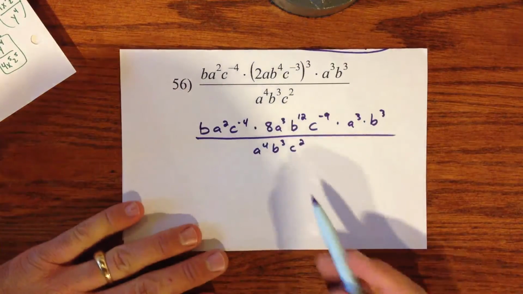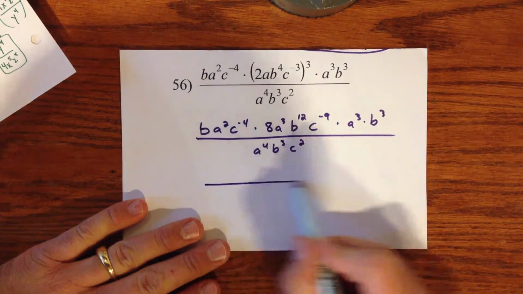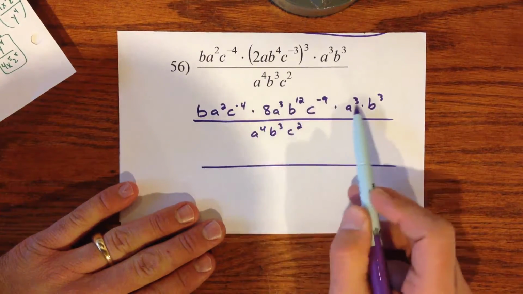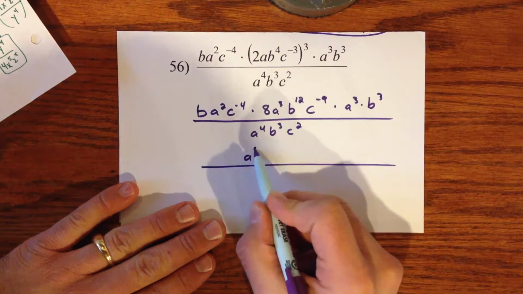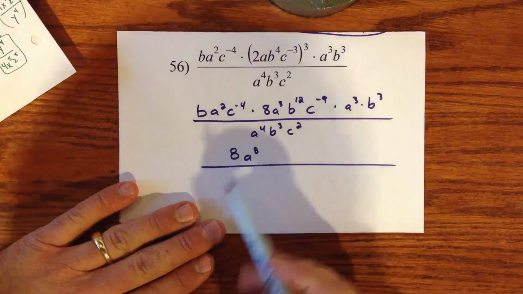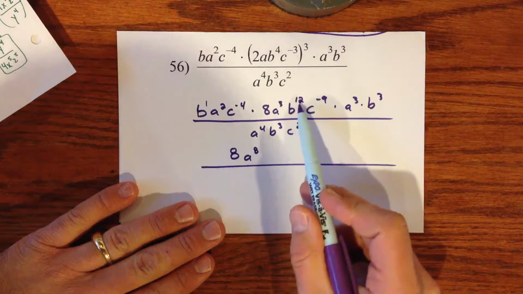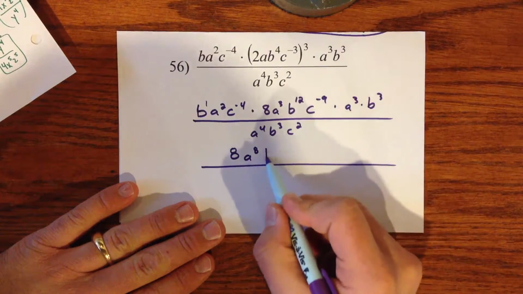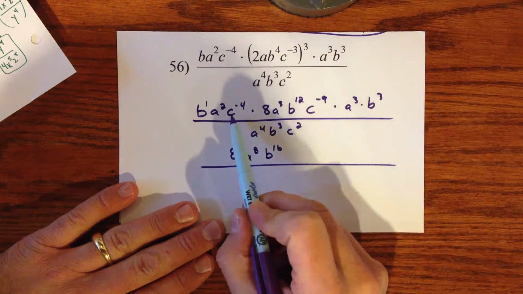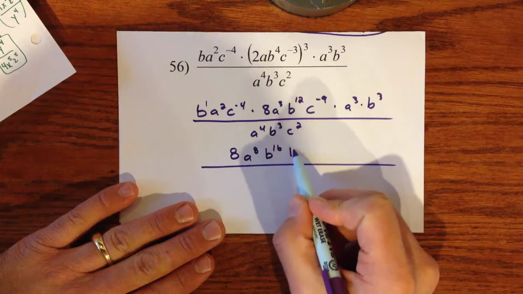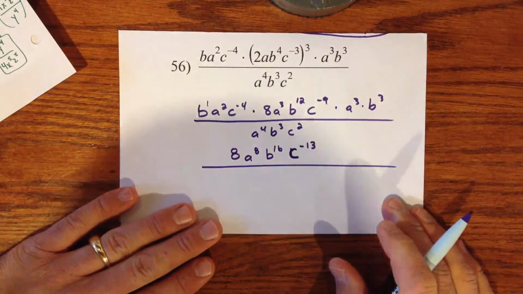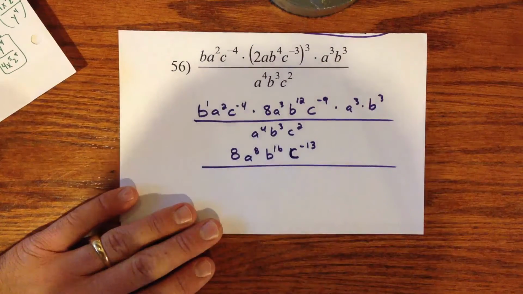Alright, so collect the top. So you gotta keep everything straight here. We have 2 and 3 make 5. We have 8 A's. We have an 8 that's going to be out front. Okay, how many B's do we have? 1 and 12 make 13. Looks like we have 16 B's. And then C's we have negative 4 and negative 9, which makes negative 13 C's. And it looks like I've collected everything.